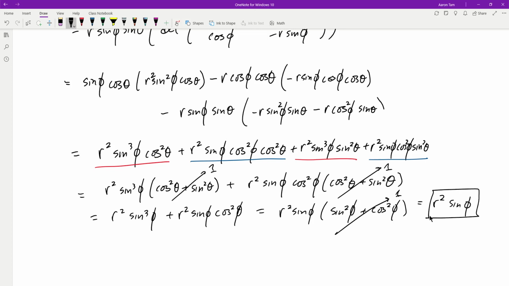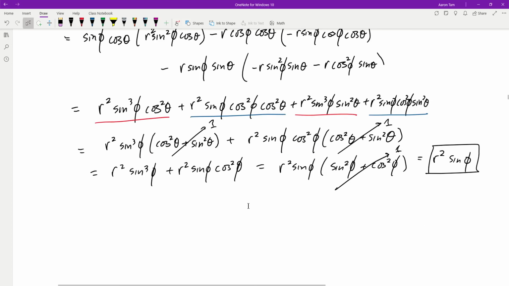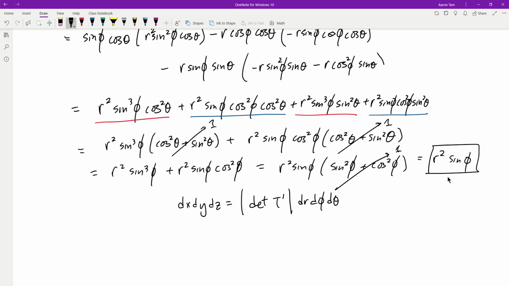Now, is that shocking to have that as an answer? No, that should be exactly what the answer is, because it makes sense, this is basically what it's saying. For this coordinate transformation, dx dy dz would equal the absolute value of the determinant of T prime times dr d phi d theta. And we just found out that that determinant is right here. So therefore, it gives us this relationship.